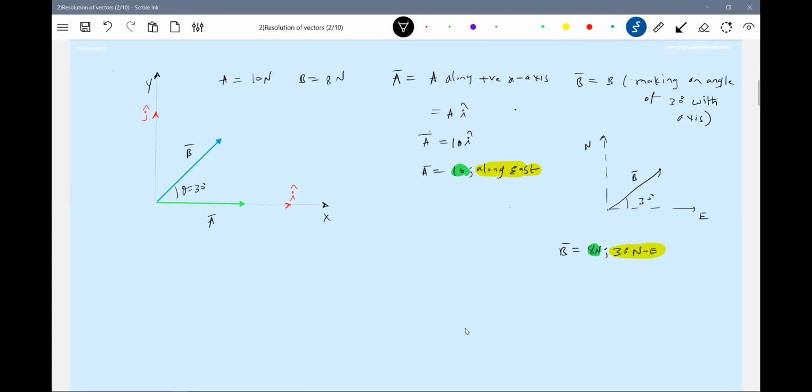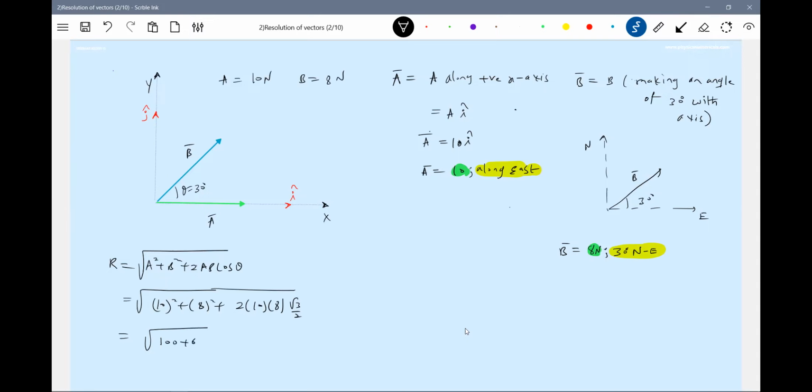You know the vector addition, parallelogram law of vector addition. What is the formula? R bar is equal to root of a square plus b square plus 2ab cos theta. A square value: 10 square, 8 square, 2 into 10 into 8 cos 30, root 3 by 2. 100 plus 64, 80 root 3. Finally 164 plus 80 root 3.